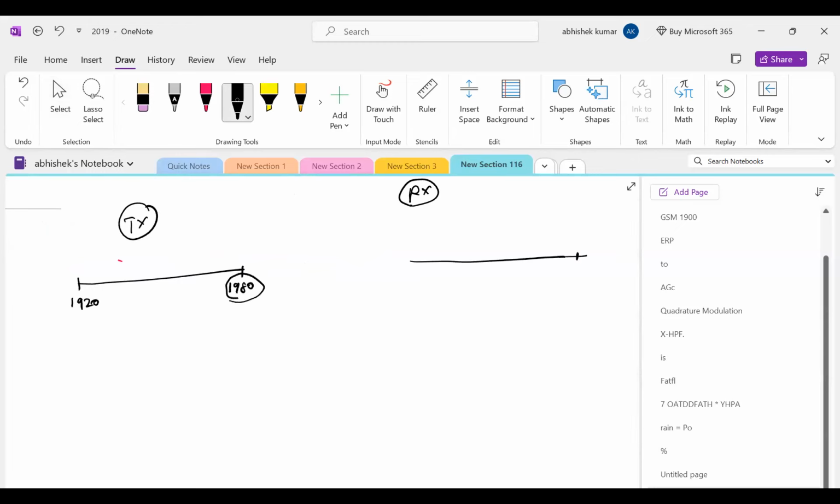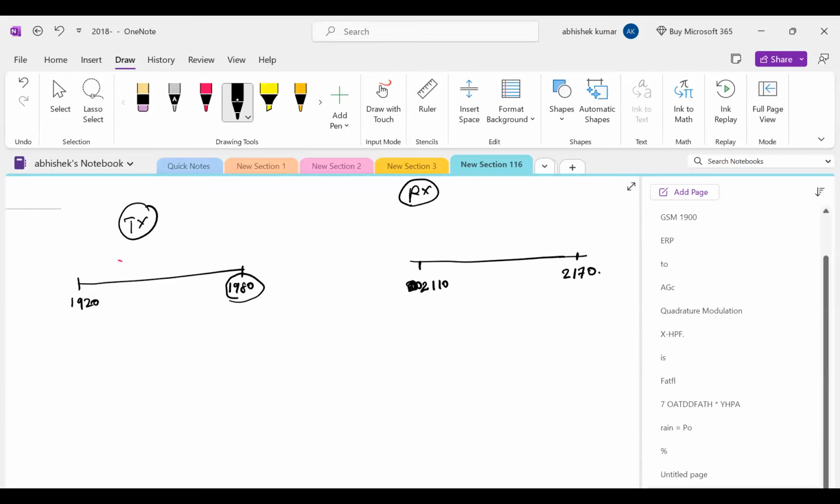Then I will add 190: 1980 plus 190. What will be the value at the receiver side? It will be 2170, right? Or it will be 2110, right? I'm just decoding the question. Are you getting my point? Till this, you are clear, right?